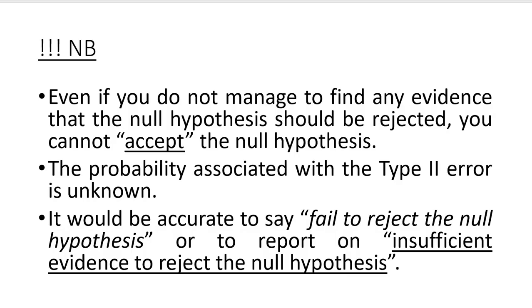Okay. However, even if you do not reject zero hypothesis based on your test statistic, you cannot really accept the null hypothesis because probability associated with type 2 error is typically unknown. So if you reject zero hypothesis, then you reject H0 and accept H1. However, if you do not manage to do this, you have to say that you failed to reject the null hypothesis, or you have insufficient evidence to reject the null hypothesis, but you cannot really accept the null hypothesis.